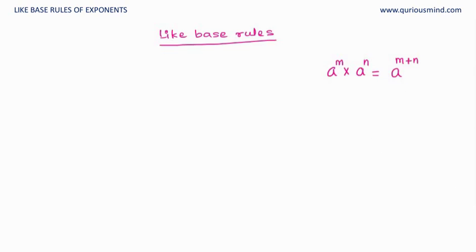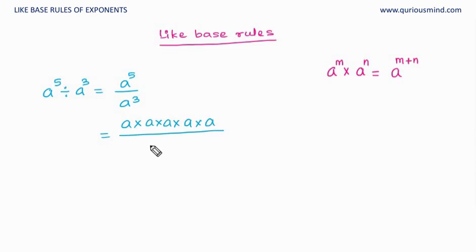And on similar lines, we have the second rule. So if I have a raised to 5 divided by a raised to 3, how will I write it? I can write this as a raised to 5 divided by a raised to 3. And that would be a into a, 5 times, divided by 3 times a into a into a. And now if you see, I can cancel them out. These 3 a's, I can cancel them out with these 3. So how many remain? 2. So the answer is a raised to 2.